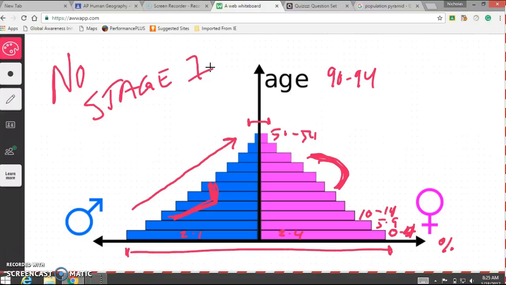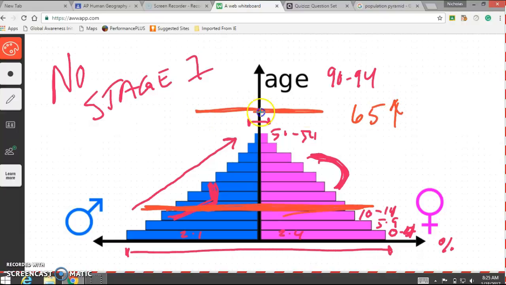Oh, one more thing, can't forget to mention this. Dependencies, right? So we have our young dependencies, which are people that are not economically active at a young age, and that's 14 and younger. And then we have our old dependencies, which actually aren't even represented on this population pyramid. Our old dependencies are people who are 65 and up. So that would be here, somewhere up here. So those are our dependency ranges. And in between these dependencies, we call these people economically active.